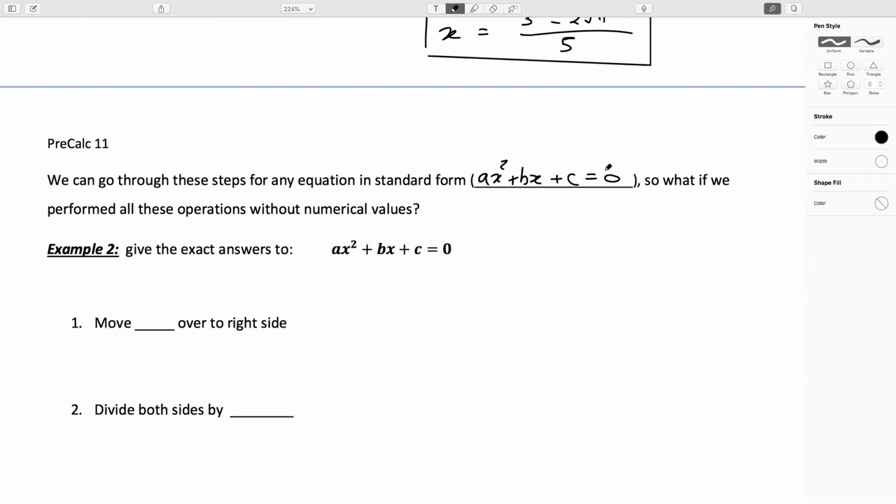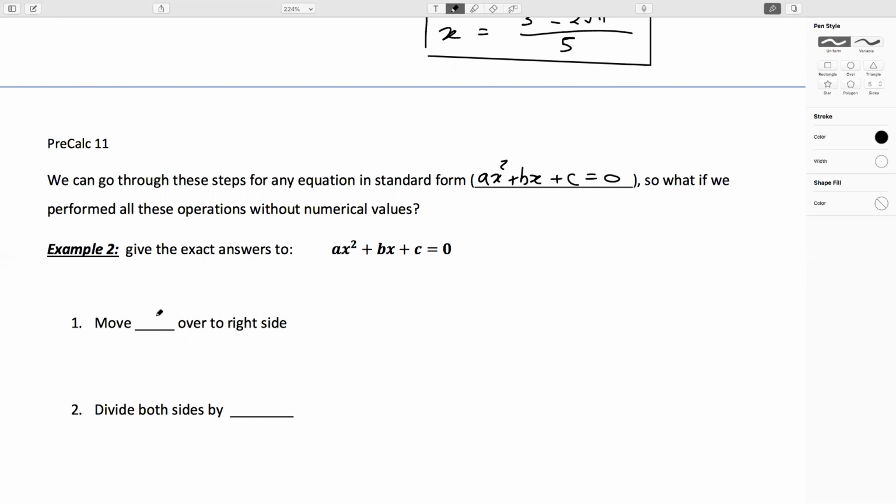So what if we performed all these operations without numerical values? This is going to seem kind of weird. If you get kind of lost partway through this part, then don't panic too much, because the deriving part is not something I expect you to repeat on a test or something like that. But you need to know how to use the formula, and I'm showing you where it comes from, because this is the approach that you're going to see if you go on and study more mathematics. So follow the same strategy.